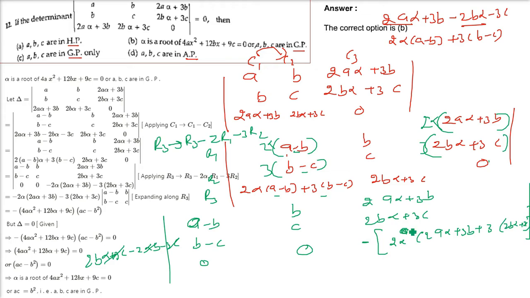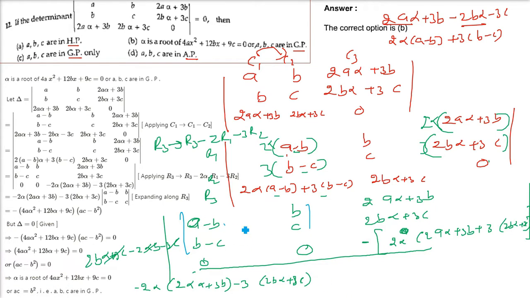Okay, let us open it along the third row. So only the last element of the third row will be there, and the cofactor will be A minus B, B minus C, B, C. Right? So let me just write it here. Minus 2 alpha, then we have 2A alpha plus 3B, and I'm taking the minus inside, so let it be minus 3 times 2B alpha plus 3C. And this will be on the next element.